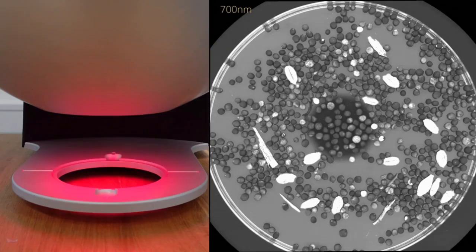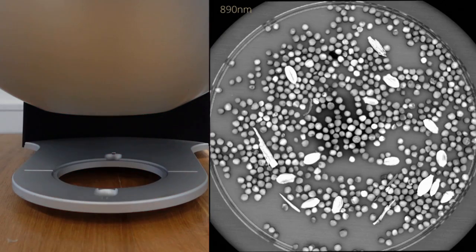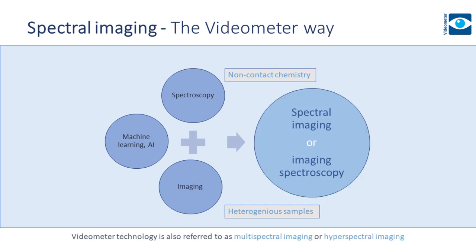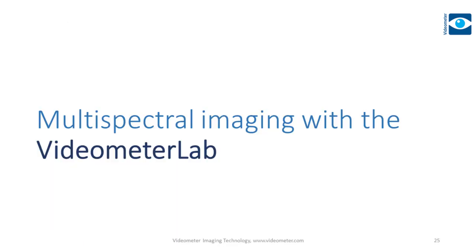So to sum up the Videometer spectral imaging technology, it is a combination of machine learning and AI combined with spectroscopy and imaging. These technologies combined are known under many names, among others spectral imaging and image spectroscopy. It is ideal for heterogeneous samples and for analyzing sample chemistry in a non-destructive manner. How is all of this technology then put to use? To illustrate this, we will be going through some use cases focusing on different methods.